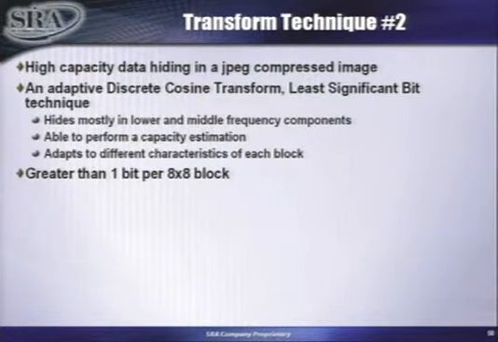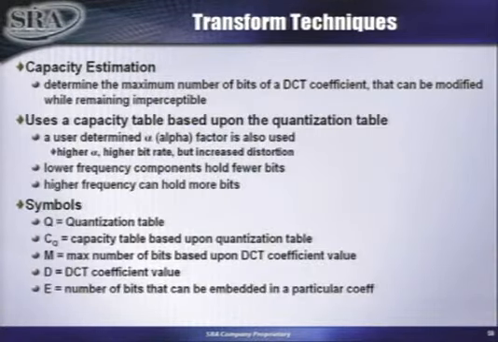It's an adaptive discrete cosine transform least significant bit technique. But rather than hiding in the least significant bit of the pixels, it hides in the least significant bit of the discrete cosine transform coefficients. And it's adaptive. All right, so first it does this capacity estimation. It asks how much can I hide in these particular discrete cosine transform coefficients. And it uses both the quantization table and the coefficients themselves.